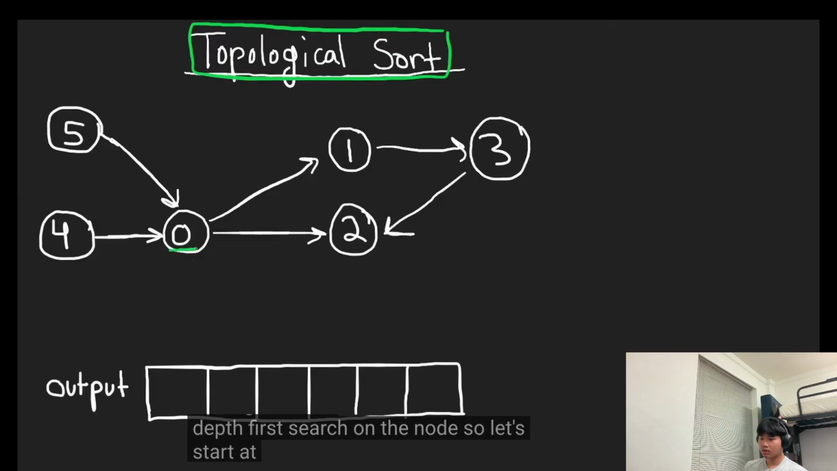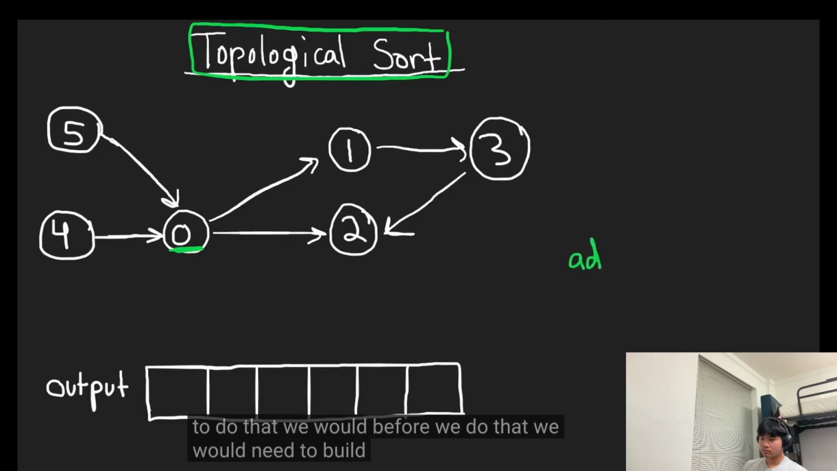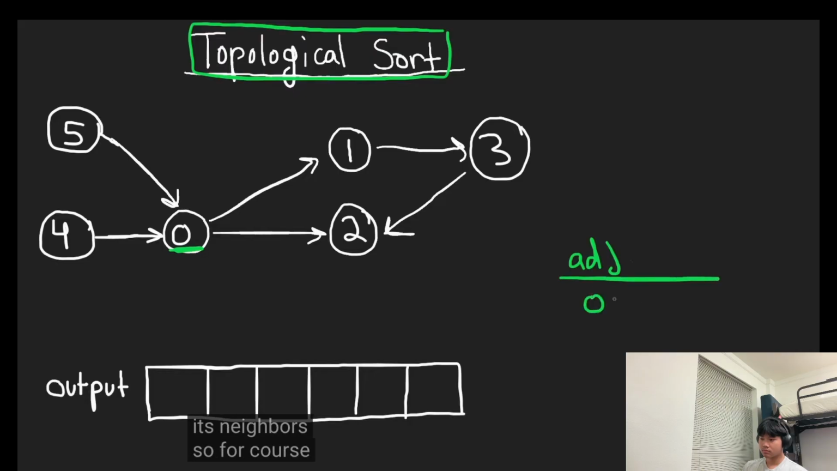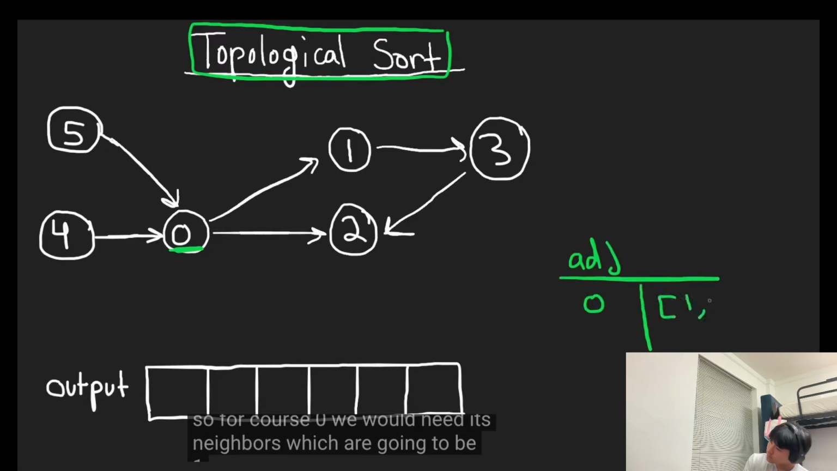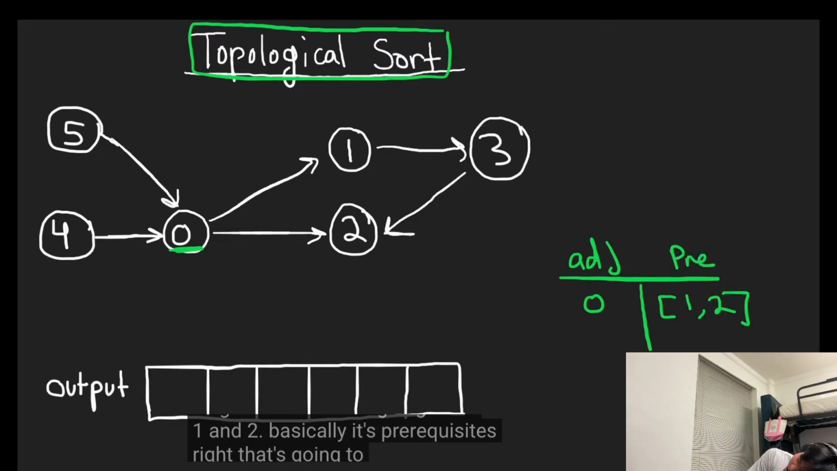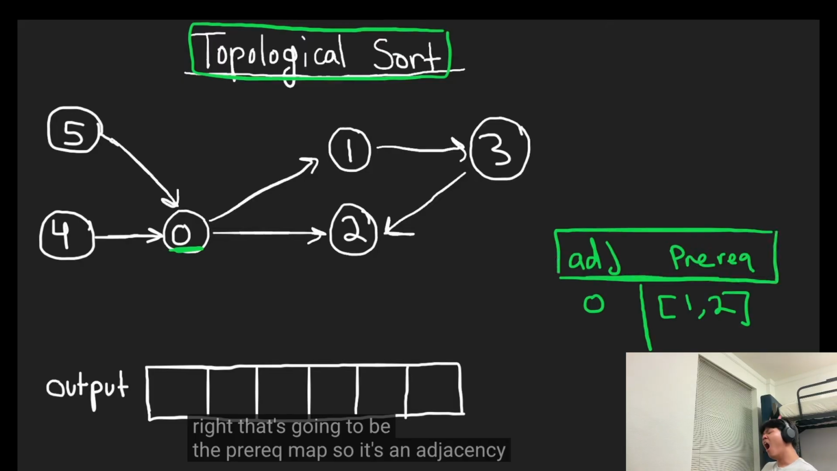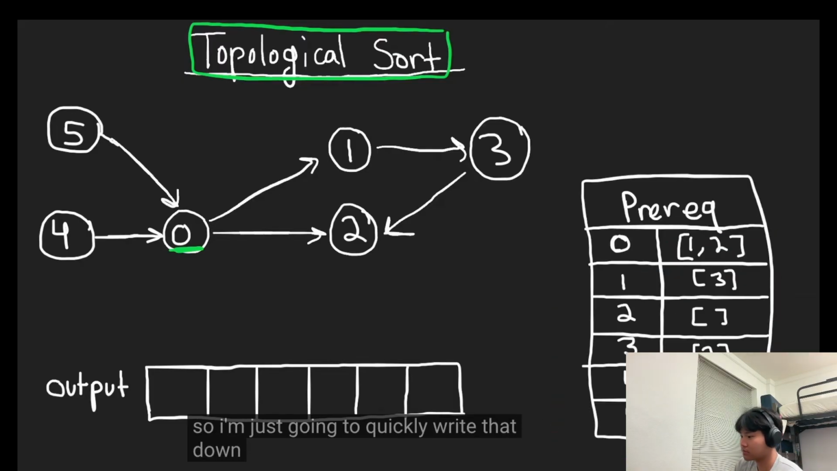So let's start at node 0. Let's run depth first search on it. Before we do that, we would need to build an adjacency list. So for each node, we would need to know its neighbors. So for course 0, we would need its neighbors, which are going to be 1 and 2. Basically, it's prerequisites, right? That's going to be the prereq map. So it's an adjacency list. So I'm just going to quickly write that down. So now we have our prereq map.